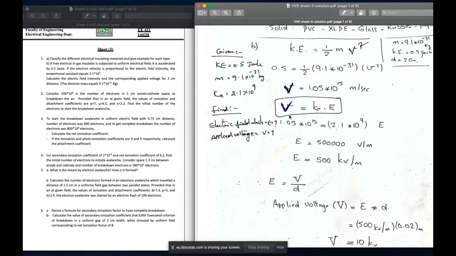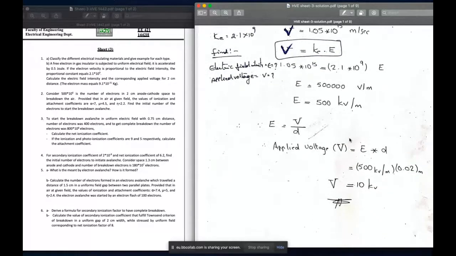So this velocity is nothing but the proportionality constant Ke multiplied by the electric field. Why? Because here the relation is given that electron velocity is proportional to the electric field. So v is proportional to E. To equate, I will use the constant. From this, we know the velocity and we know the proportionality constant, so I can calculate the electric field intensity. That will be 500 kV per meter. When I know the electric field intensity, if I multiply with the distance between anode and cathode, I will get the voltage. That will be 10 kV.